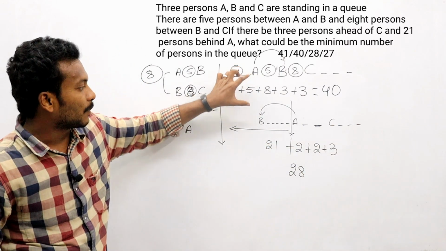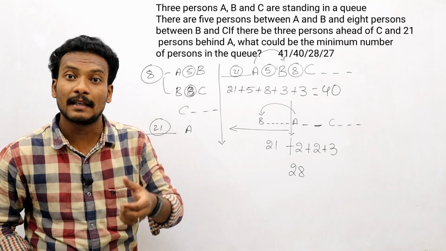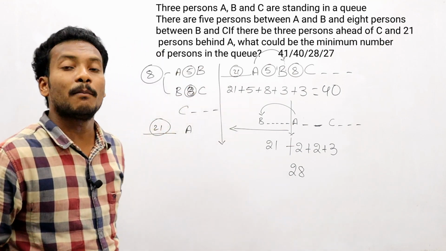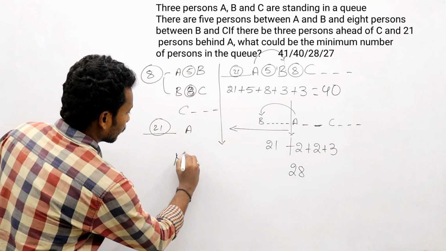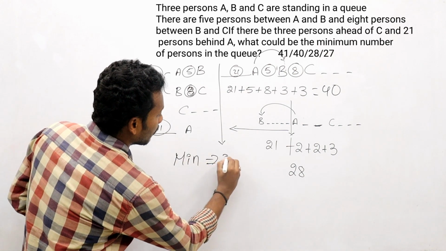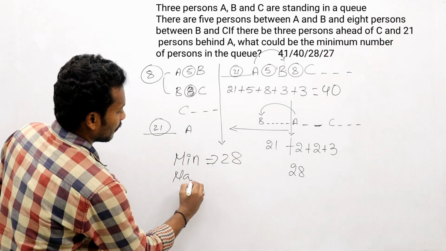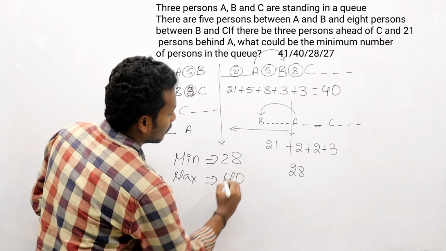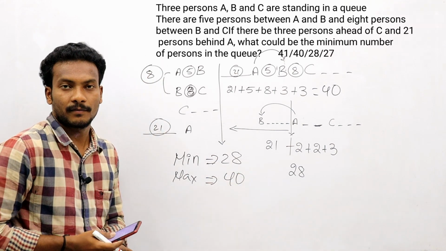This is also a correct process. But what is the question now? Minimum number. Asking for minimum, it is 28. Whenever he is asking for maximum, it is 40. Okay, right?